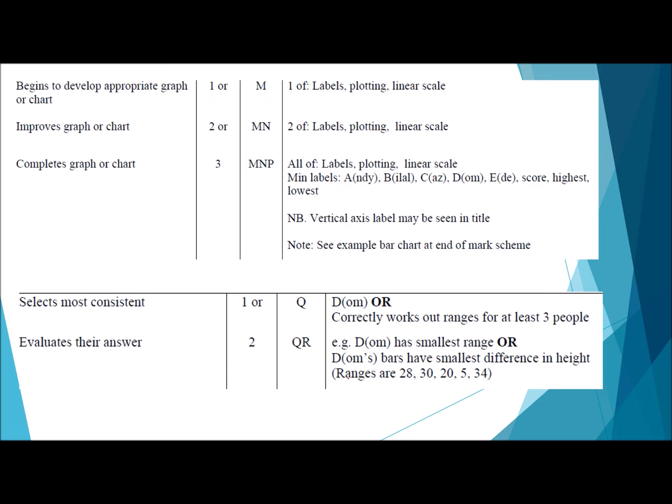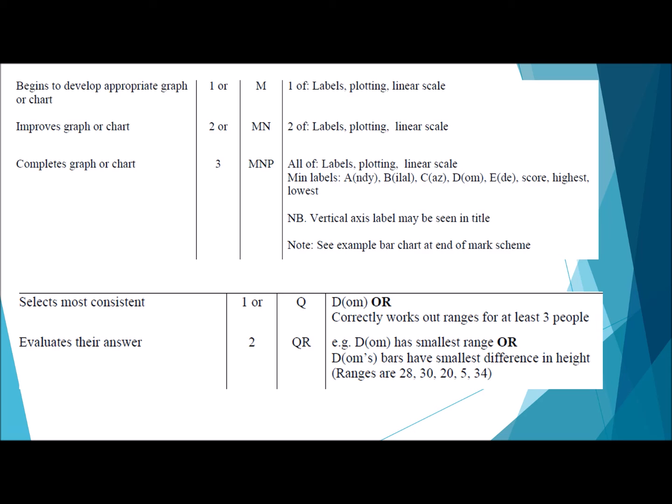Okay, so to draw the graph, again, we're looking for labels, plotting, and the scale. So if you did a sketch of your graph on your own, I hope you remembered to do the labeling, to say what those labels were. So the minimum labels, you don't have to use the full names like Andy, Bilal. You could use A, B, C, something like that. So you don't always have to be completely exact, so long as the rough idea is there. And it says here the vertical axis label may be seen in the title. So that means if you've put a title on but not a vertical axis label, you may still get those marks, provided that you've included all of the information.